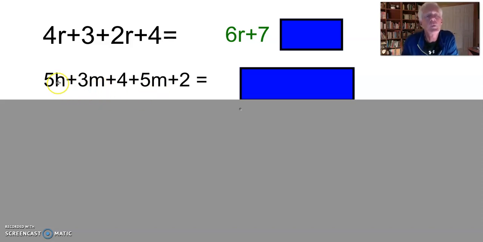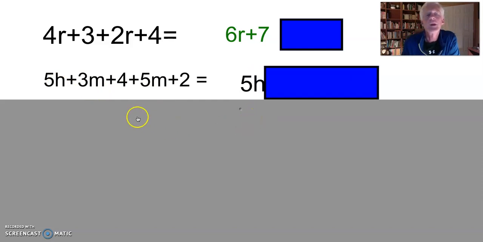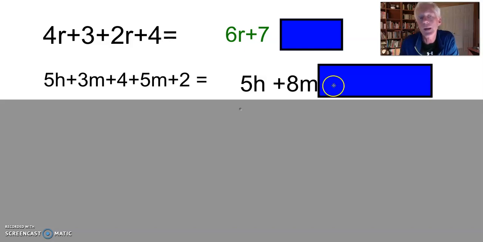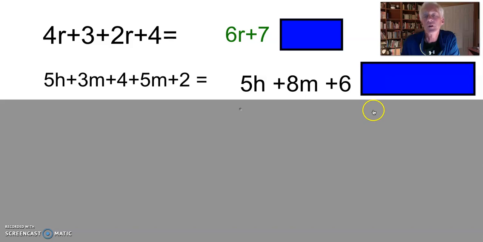So the Hatfields will be by themselves, 5 H's. The McCoys, they can combine because they're the same family. They become 8 M's. And the stragglers can combine and they become 6. So now we've added different kinds of families. The families combine, but they can't mix up families. Different families and stragglers stay apart.